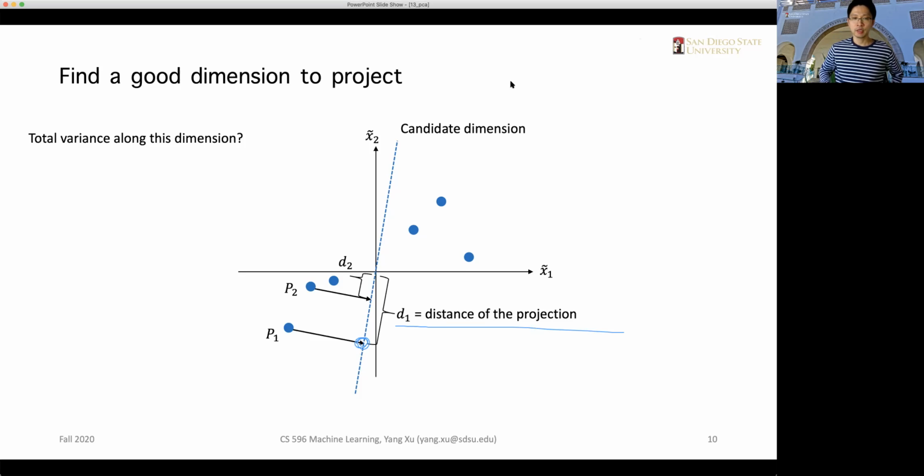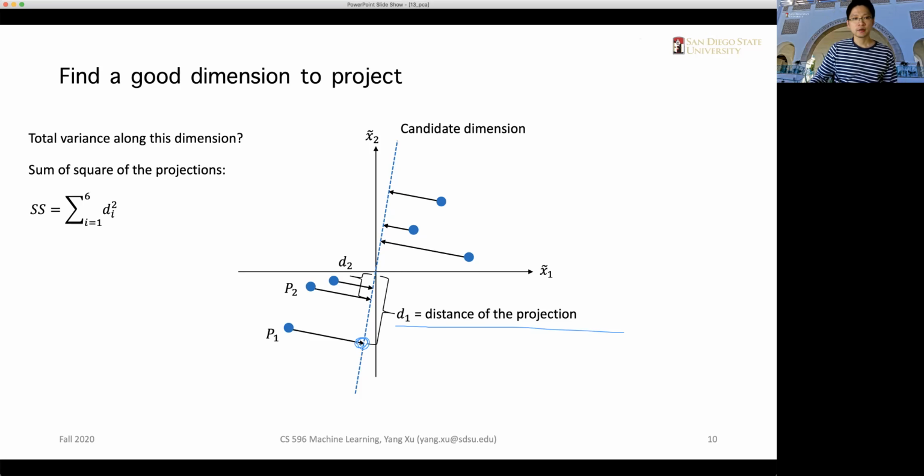So for P2, we also have a distance d2, and for all the data points, we would have an associated d. We can use the sum of squares of all the d's to indicate the total amount of variance after projecting all the data points onto the candidate dimension. Because we have 6 data points, the summation of the di squared is the total sum of squares, the total amount of variance.